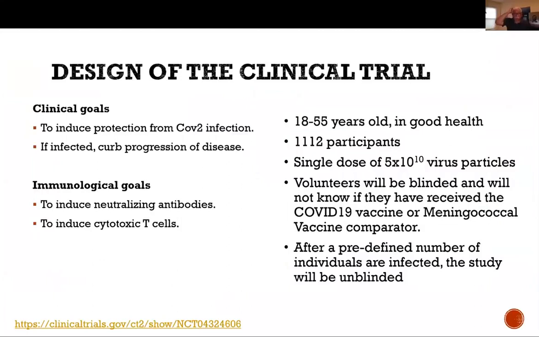Okay, one interesting component now when we do the clinical trial, which is starting now: the clinical goal of the vaccine is to develop a protective immune response. The immunological goal is to develop neutralizing antibodies and cytotoxic T cells in healthy individuals, and these are the clinical trials that have started. So how do you test whether the vaccine works or not? Volunteers will be blinded. They won't know whether they have received the vaccine or, in the Chadox vaccine clinical trial, the control arm, which is the meningococcal vaccine. It is a blinded study, so after a predefined number of people are infected, the study will be unblinded.